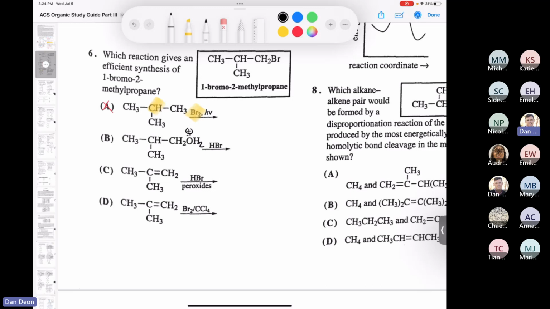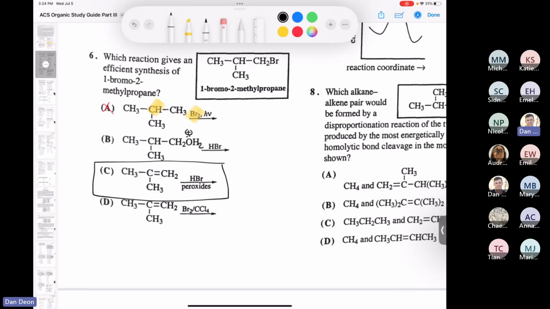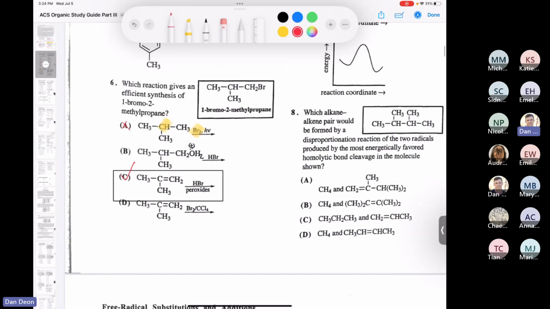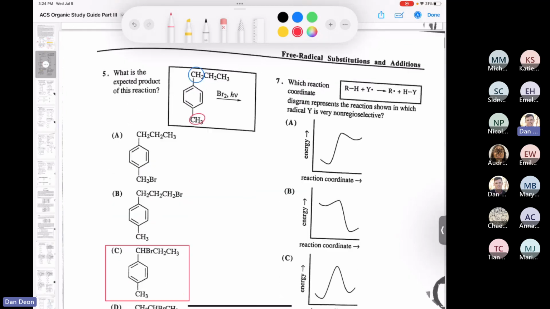What about C? Is C going to give you the correct product? Yes or no? Could anybody tell me, would C give you the correct product? Absolutely, right? This is an anti-Markovnikov addition. And so C would give you the correct product. Good. All right, D is just plain wrong because that's a dibromination. You add 2 bromines in an anti-fashion. So let's move on from there.